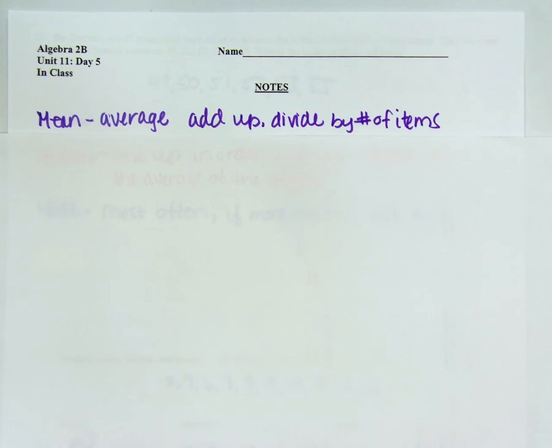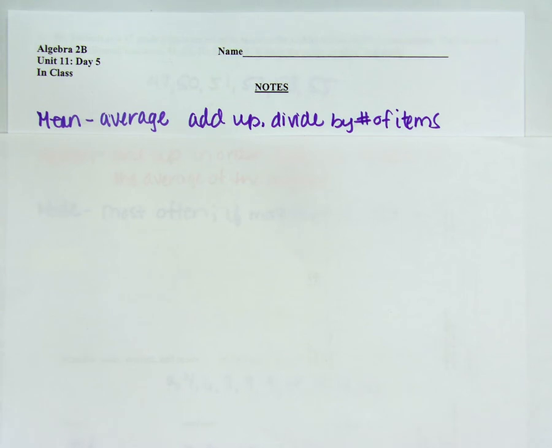Okay guys, today is Unit 11, Day 5. So we're going to go over our measures of central tendency. If you guys don't remember what those are, that's our mean, median, and mode. So I've written out your definitions for you. We're going to move pretty quickly through this video, so please stop and start as needed, because I think you guys are pretty familiar with how to do this.